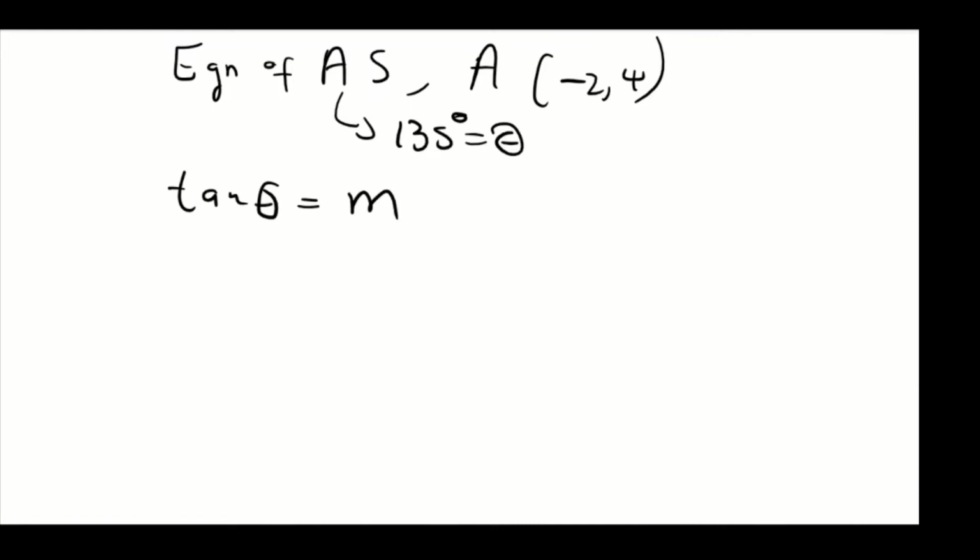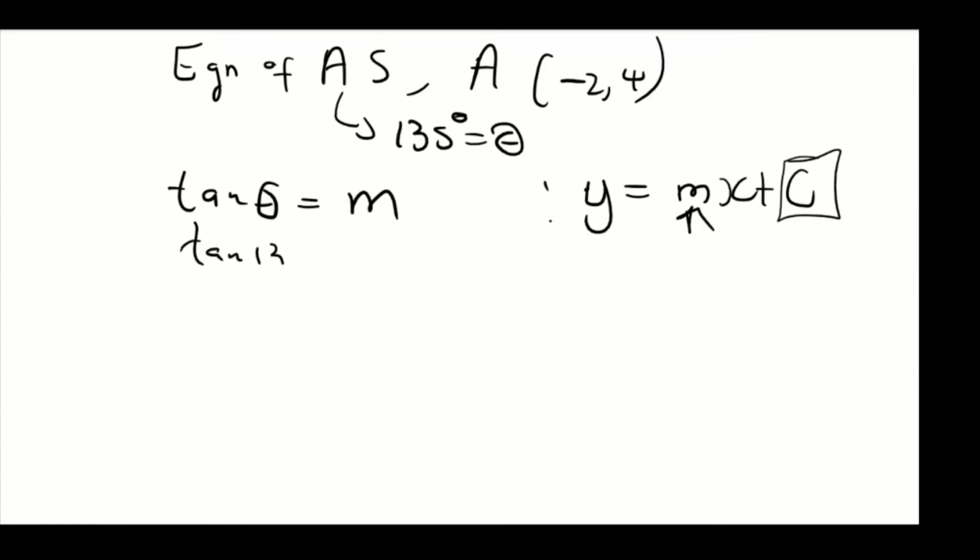So we want to find the gradient. Why? Because the equation of a tangent is equal to mx plus c, right? So we first have to find the gradient, then we'll find the value of c. So it's going to be tan of 135 degrees equal to m, right? So if you punch in your calculator, tan of 135 is going to give you -1, so meaning the gradient is -1. So you're going to say y is equal to minus x plus c, right?